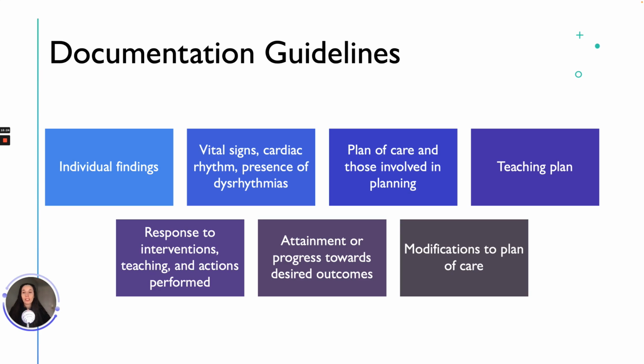And our documentation guidelines should include individual findings, our vital signs, cardiac rhythm, presence of any dysrhythmias, a plan of care and those involved in planning, a teaching plan, responses to the interventions, teaching, and actions performed, and attainment or progress towards desired outcomes, and modifications to the plan of care. All right, so that is the discussion on MI.